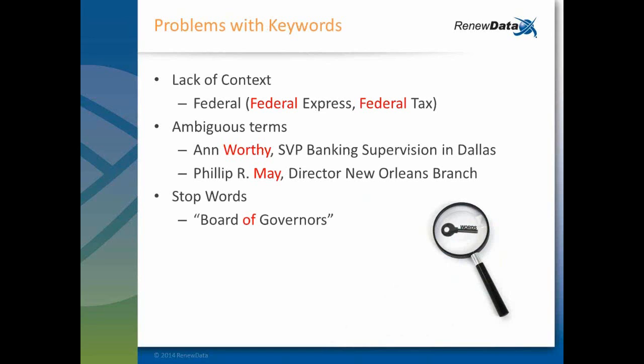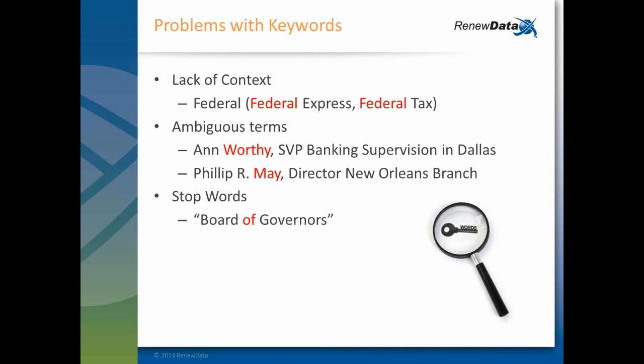There's the lack of context. If you search for the word federal, thinking that they're not always going to call it the Federal Reserve Bank of Dallas, that they might call it something else, they might just say federal. That's true. But if you search for just the word federal, you're also going to get references to Federal Express, the federal tax, all sorts of what we would call false positives. So this is one of those things you have to balance. Do you balance it by being more specific by saying Federal Reserve, or do you go broad and capture a lot of noise? There's also the problem with ambiguous terms.